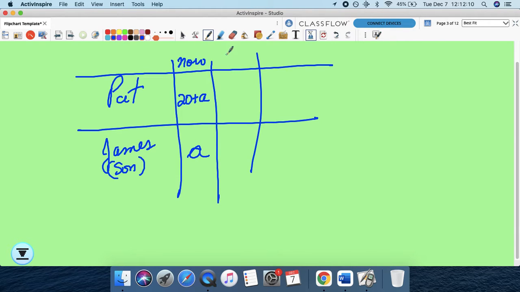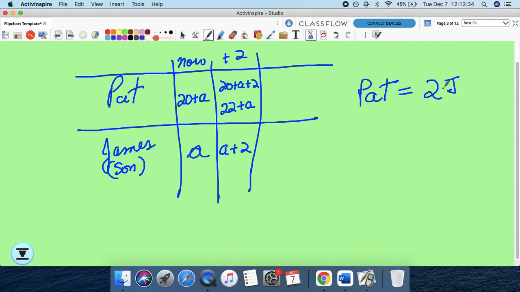In 2 years, so 2 years from now, plus 2, Pat's going to be 20 plus A plus 2, right? He's going to be 2 years older and 22 years older, so that's going to be 22 plus A. We can combine those terms. And James, who is currently A years old, it's going to be A plus 2. But they also have another relationship. In 2 years, it says that Pat will be twice as old as James. That's what the sentence says. So Pat, 2 years from now, how old is Pat? 22 plus A equals 2 times James 2 years from now. What's 2 years from now? James is A plus 2.